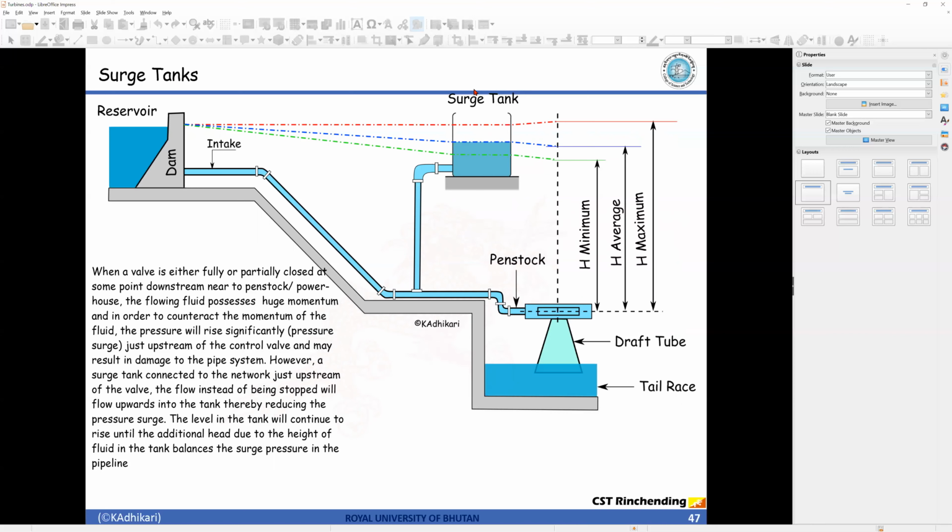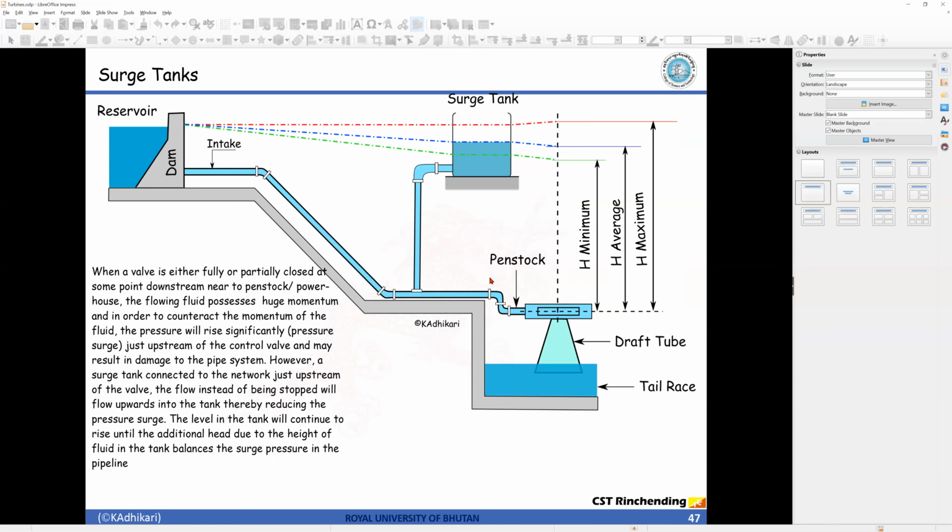The main purpose of the surge tank is this: when we close a certain control valve somewhere near the powerhouse in the penstock, the water is flowing at a very high speed, and if you suddenly close this, all the kinetic energy possessed by the liquid gets converted into pressure energy, right? So there is an exponential rise of pressure head inside the pipe, which may burst the pipe somewhere where there is a weaker section. That is dangerous. So what we do is we connect this pipe with the surge tank.